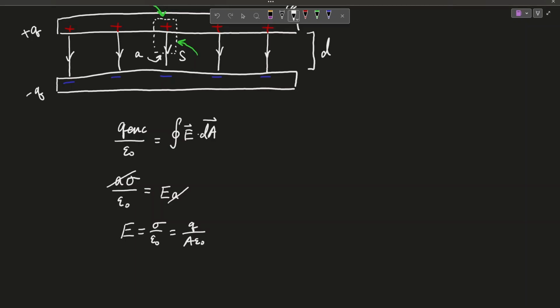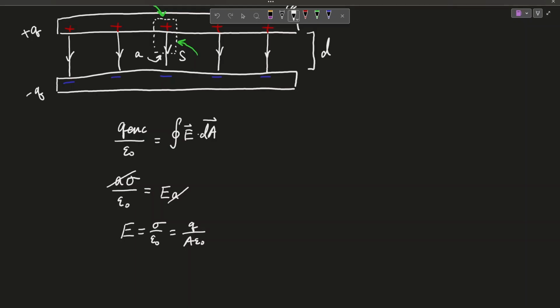So now that we have our E field, one important thing to note about this formula that we've just derived is that it's constant. It does not change with your position in the gap between the two plates. So in other words, the E field between the two plates of a parallel plate capacitor is uniform. It's the same strength and magnitude and direction at every point.